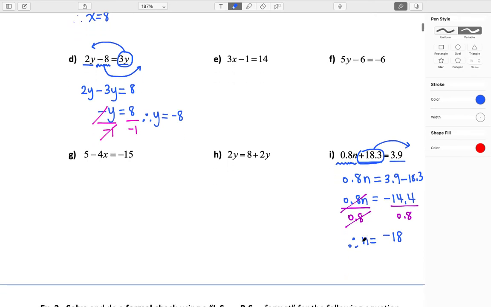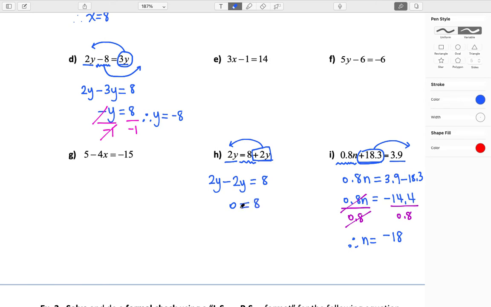Now let's try letter H. If you look at letter H, we have a like term of 2y and 8. So I'm going to move my like term positive 2y to the left side. So we have 2y already here, and positive 2y becomes negative 2y on the other side. So when you have 2y minus 2y, it becomes 0. And 0 is equal to 8.